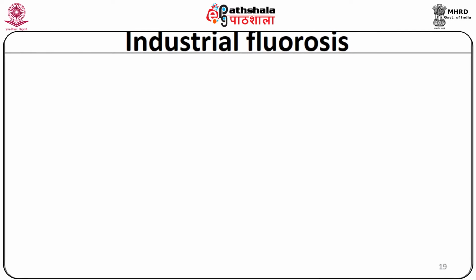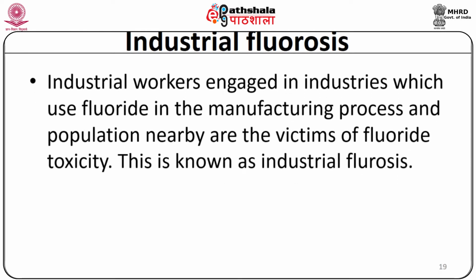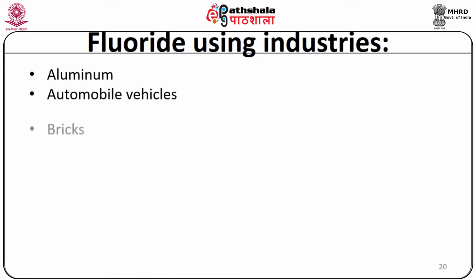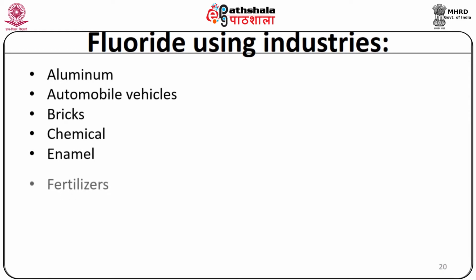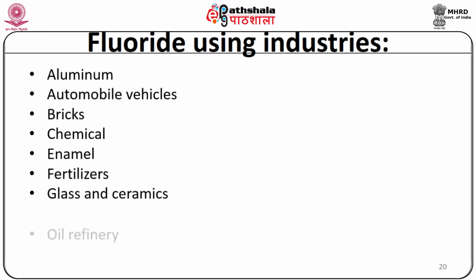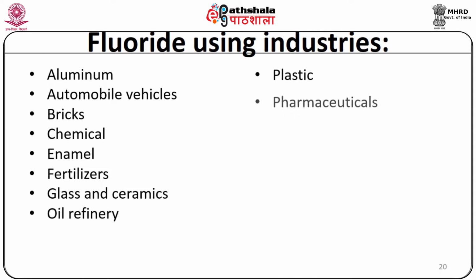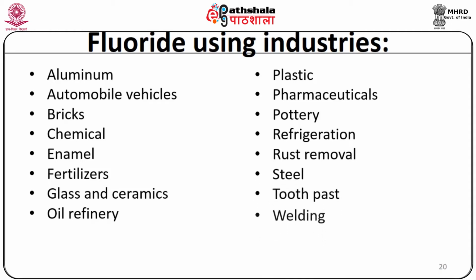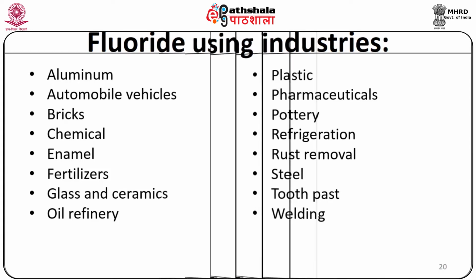There is a term called industrial fluorosis. Industrial workers engaged in industries which use fluoride in their manufacturing process, and population nearby, are the victims of fluoride toxicity. This is known as industrial fluorosis. There are a number of industries which are using fluoride. For example, aluminum industry, automobiles, vehicles, bricks industry, chemical industries, enamel industry, fertilizers, glass and ceramics, oil refineries, plastic industry, pharmaceuticals, pottery, refrigeration industry, rust removal industry, steel industry, toothpaste industry, and welding. So a number of industries are using this.